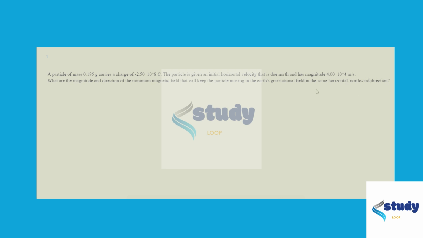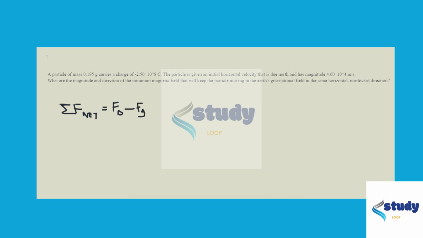Well, first of all, for this to happen, we have to have the net force acting on this particle be zero. If you read the problem, you can figure out that there are two kinds of forces. One is the gravitational force, and the other one is the magnetic force. So magnetic force minus gravitational, because they're along opposite directions.